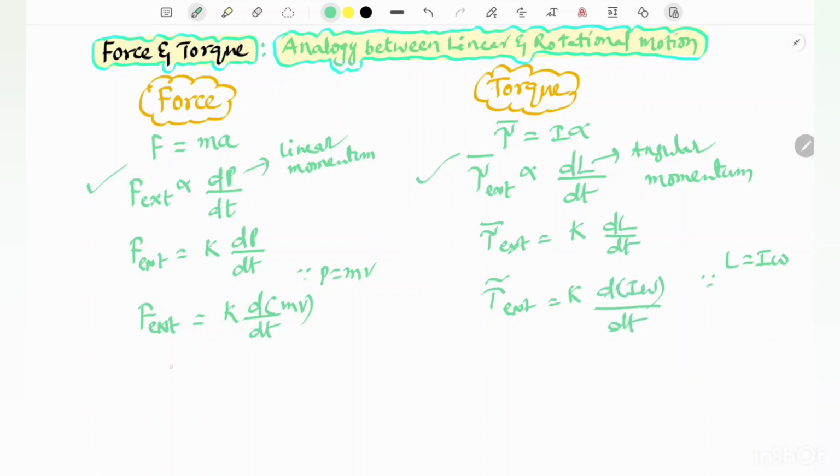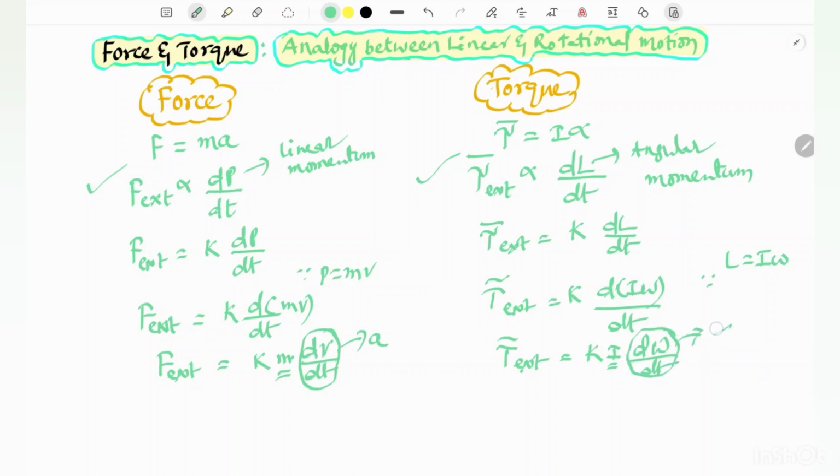Here m is constant, so we can write F external is equal to k into m into dv by dt. Here I is the moment of inertia, which is analogous to mass in linear motion, so it is also constant. So we get d omega by dt. Here the rate of change of linear velocity is equal to a, linear acceleration. Here the rate of change of angular velocity is equal to angular acceleration alpha.